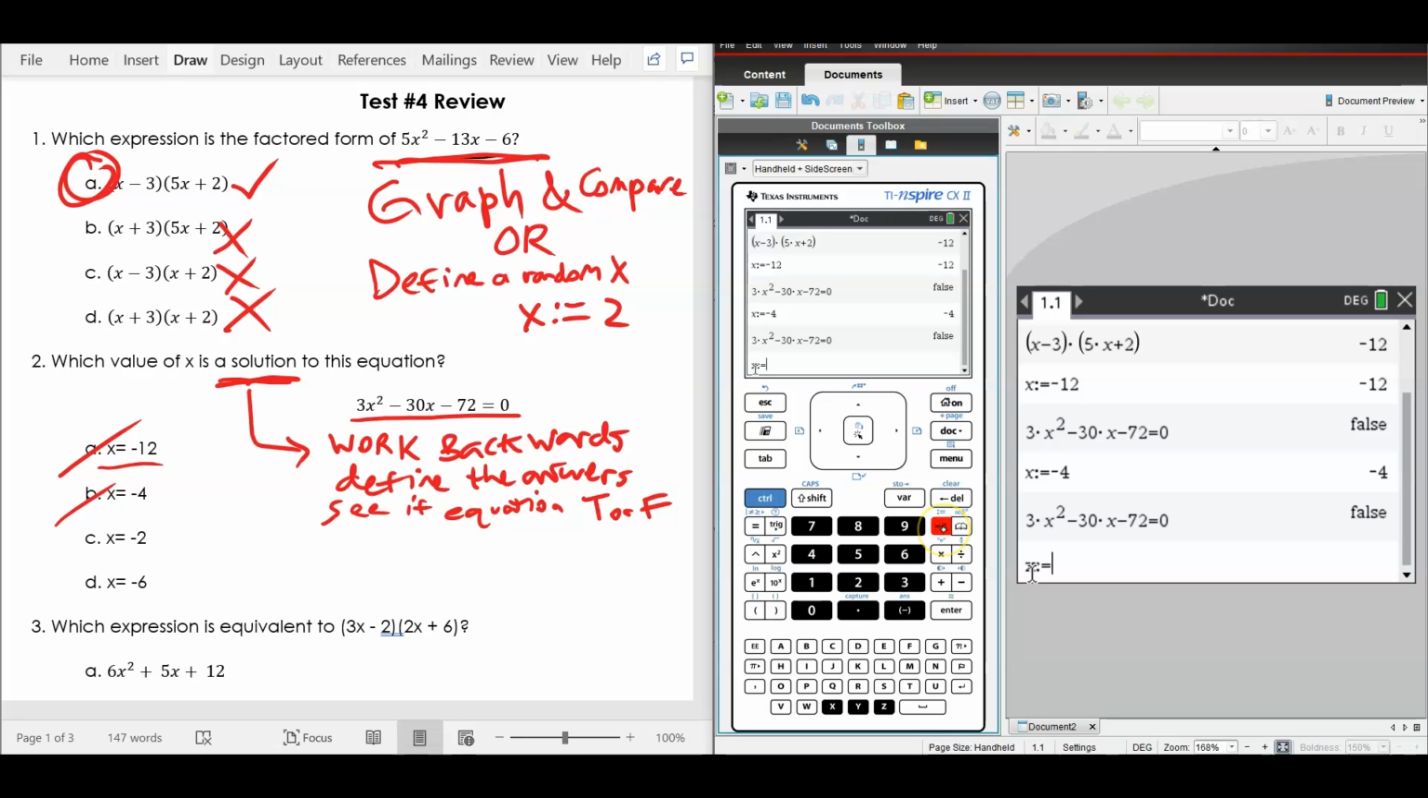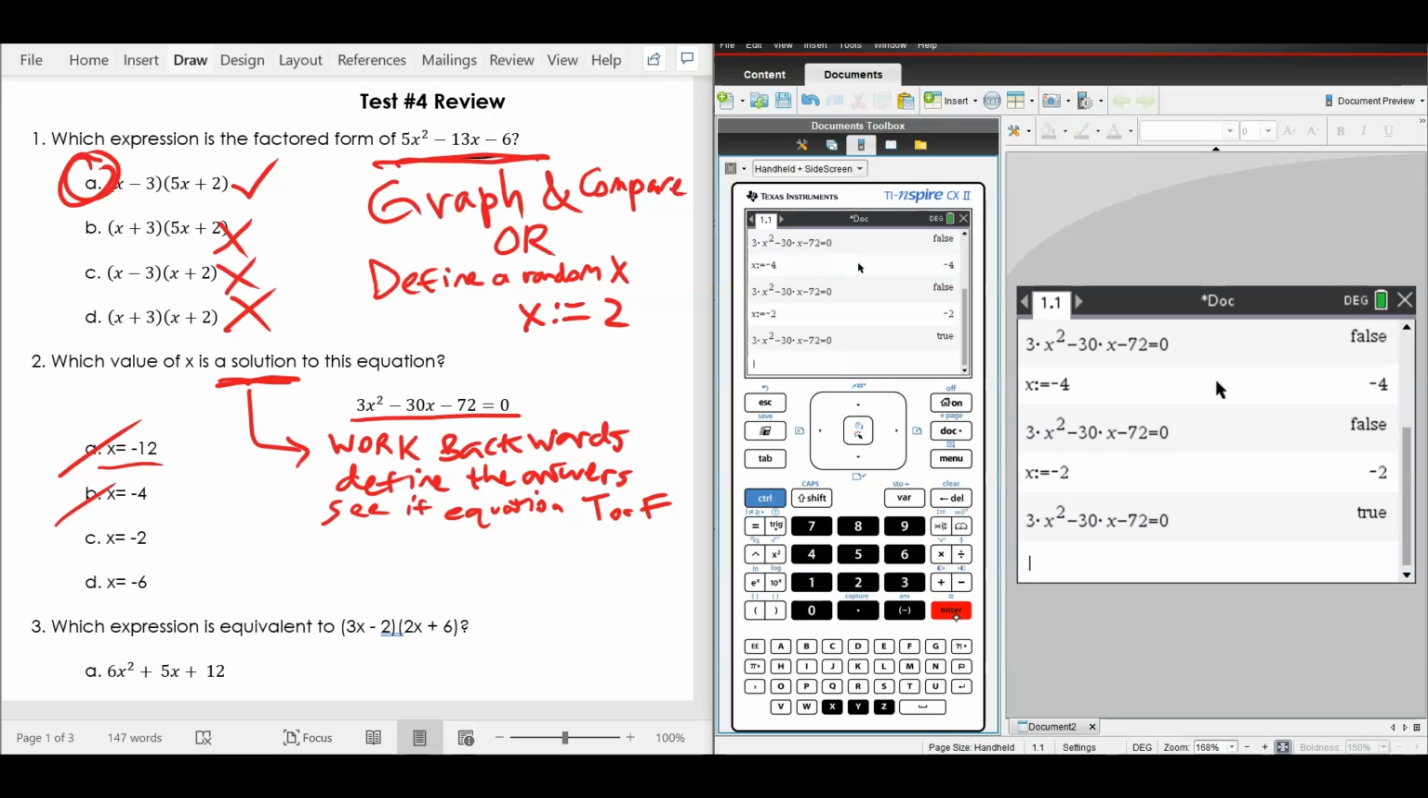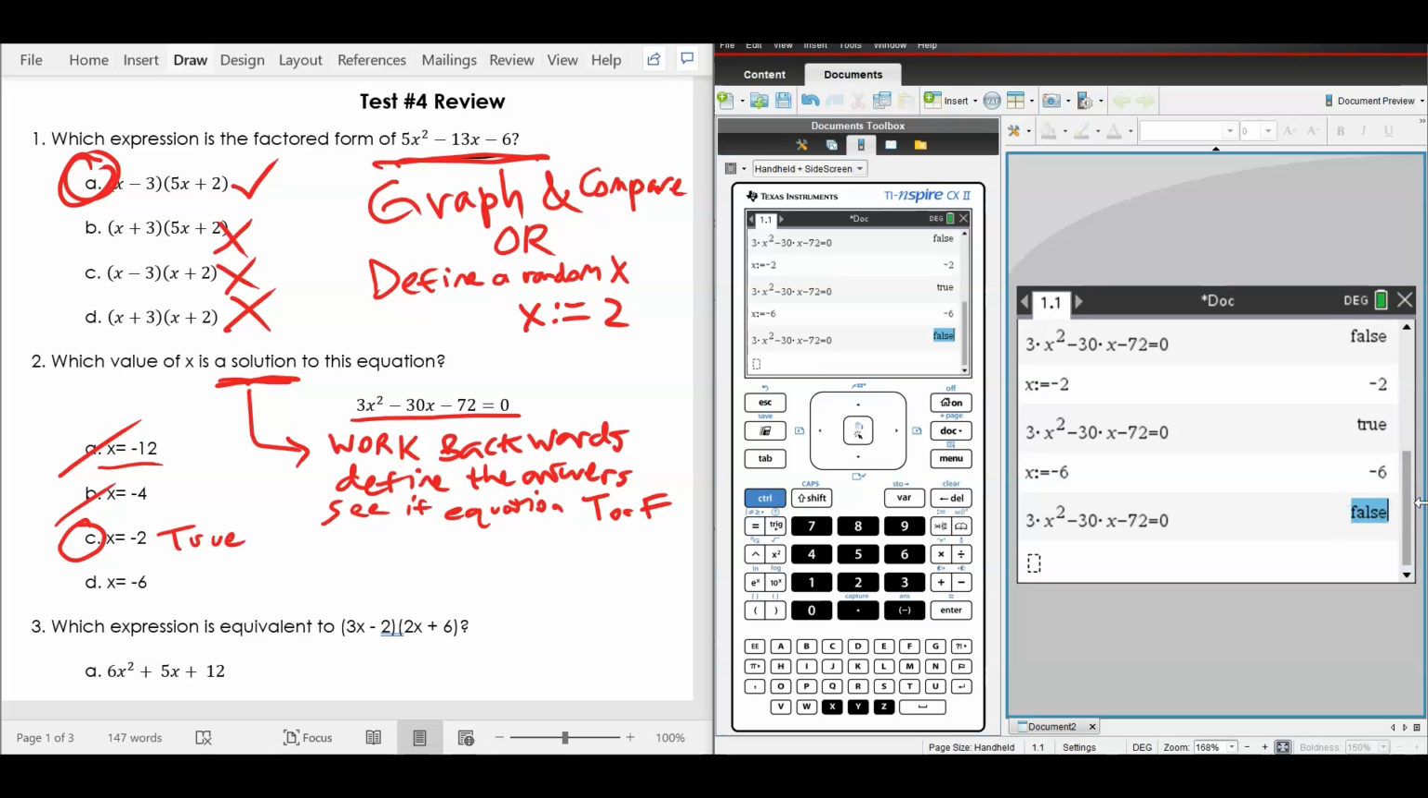X, control, defined as negative 2. So I hit enter. That defines it as negative 2. And now again, if I go up to the equation, hit enter twice. Now this one's true. That's what I want to see. So C is true. So C is correct. Okay. And then negative 6 is going to be false, as you can see.